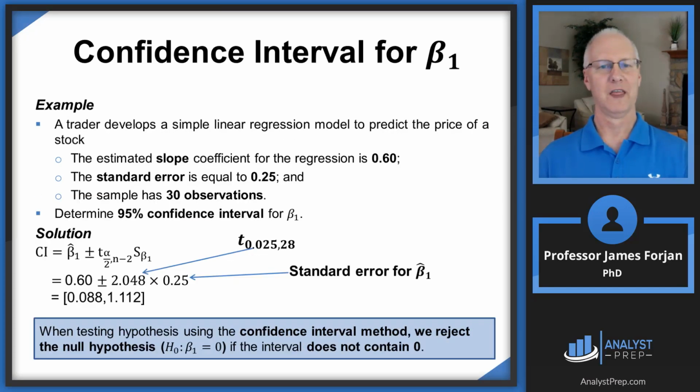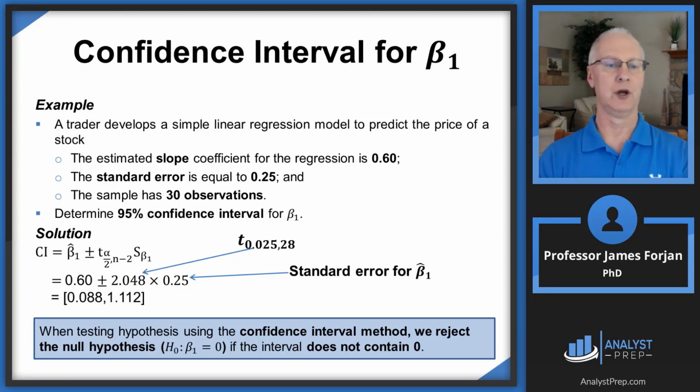All right, so let's go back to our same example. There's the 95%. So beta hat sub 1, the slope coefficient, is 0.6. We plus or minus 2.048, there's that critical value, times the standard error of 0.25.